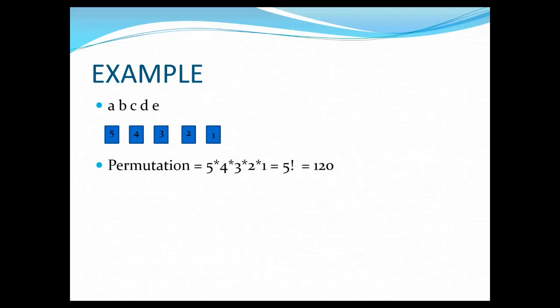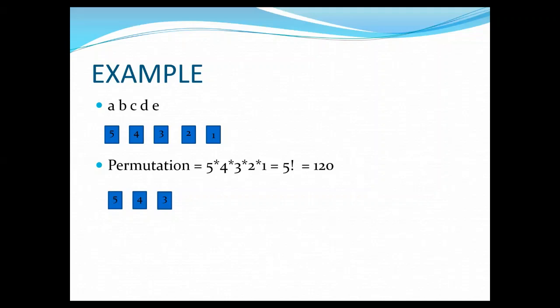Okay, so again, the number of ways for each box decreases by 1. Why? Because there should be a non-repeating element. So that's why we are subtracting 1 from one box to another box. So just multiply always for each box. So we have 120, or basically 5 factorial is equal to 120. So this is based on theorem number 1.